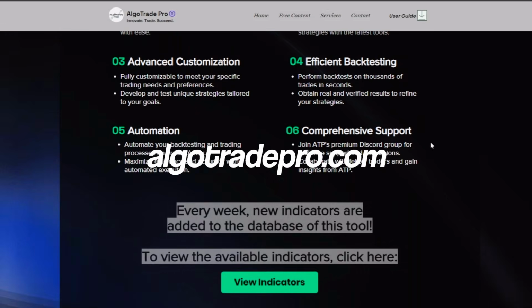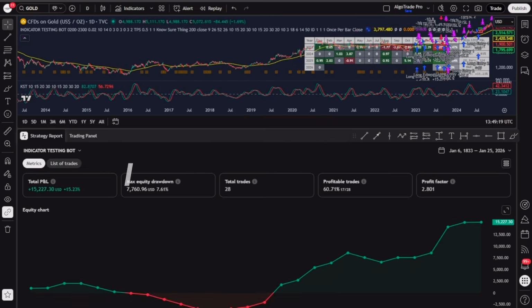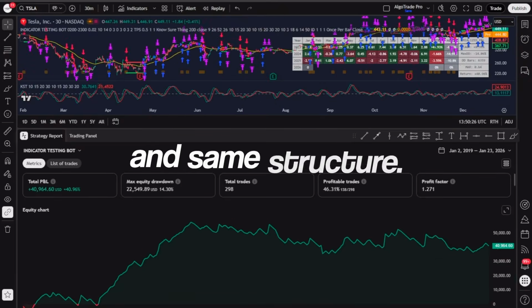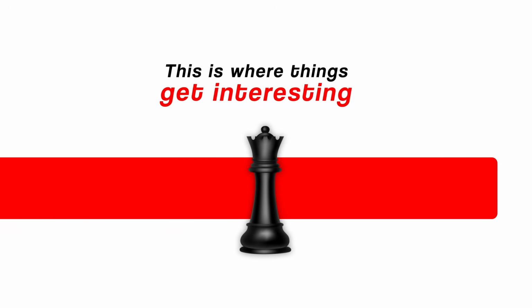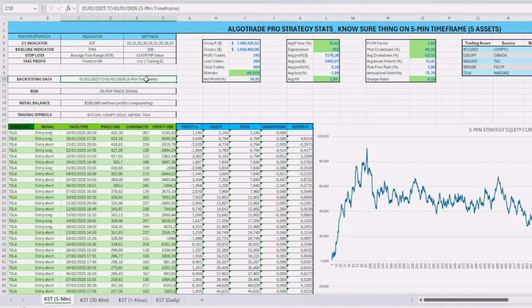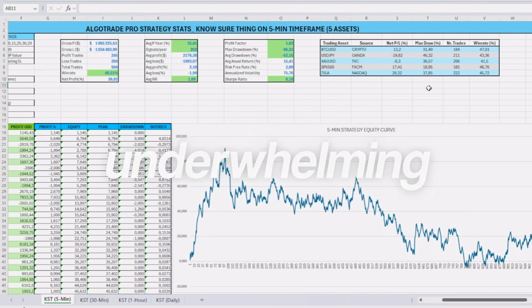So, with everything set up, I ran the full backtest with the same logic and same structure. And now, let's look at the results, because this is where things get interesting. Let's start with the lower time frames. On the 5-minute chart, the results are underwhelming.